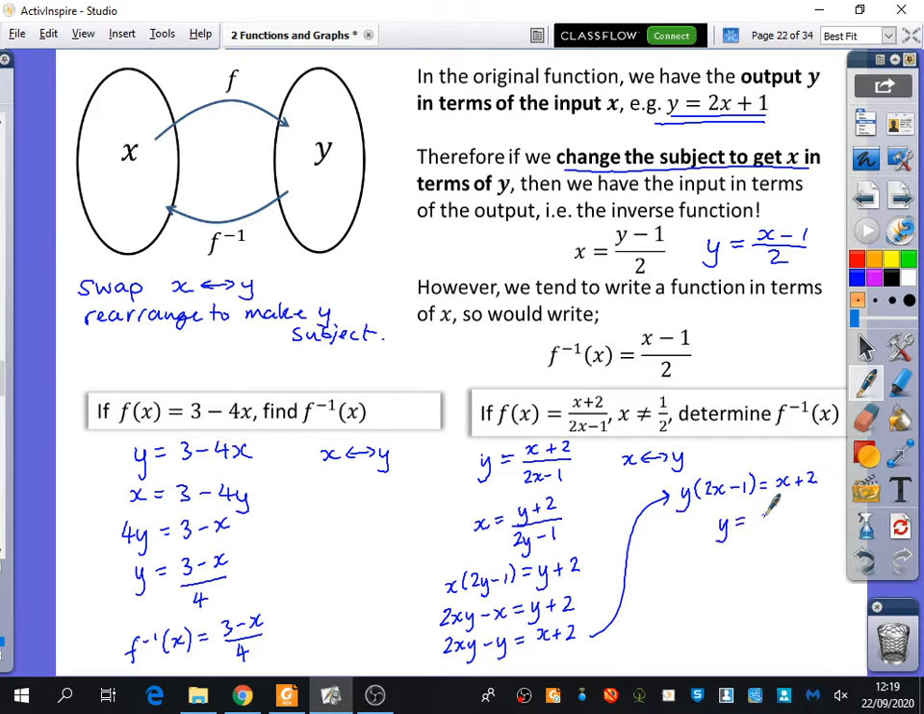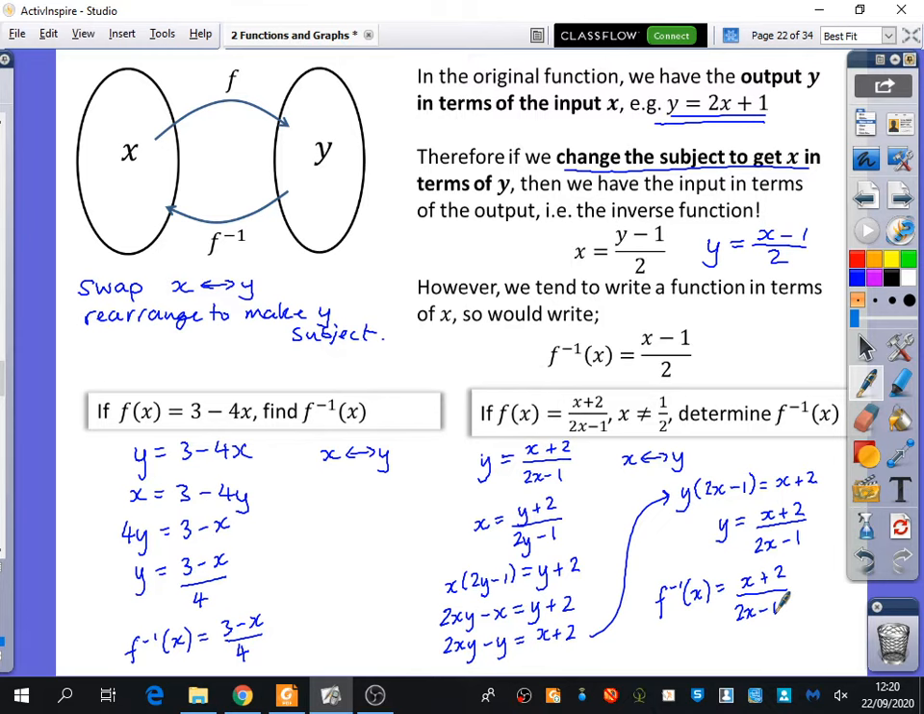So y is equal to (x plus 2) over (2x minus 1), which means that the inverse function is (x plus 2) over (2x minus 1). Do you notice anything? It's the same as the original function. So this is what we would describe as a self-inversing function. It's really weird, because if you put something into the function, if you wanted to find out what it was, you put it back into the same function again.